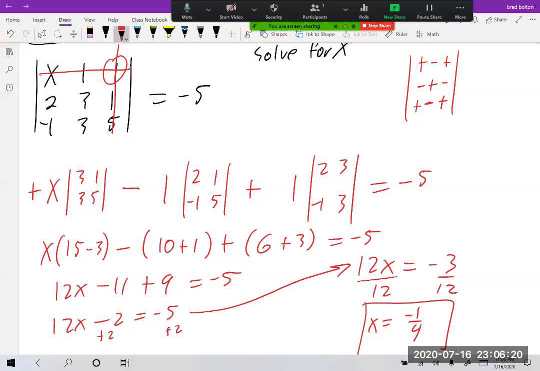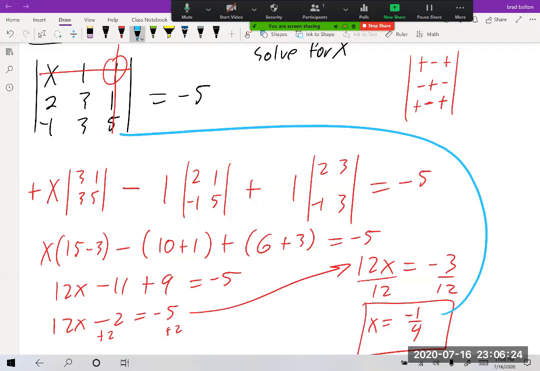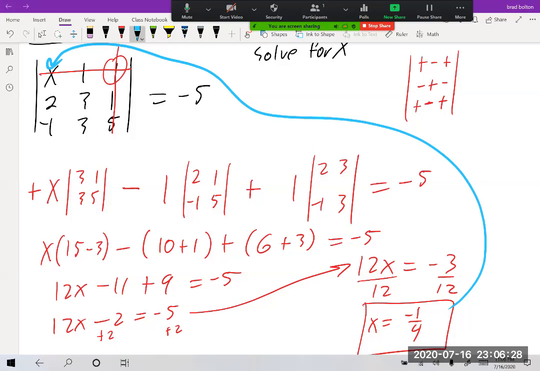So that means if we take this number, negative 1/4, and we plug it in there for x, and then we did the determinant on our calculator, we would get negative 5. So this is how you can use determinants to solve for variables inside the determinant. This is how I can test you and make sure you know how to do it by hand and not just on your calculator.